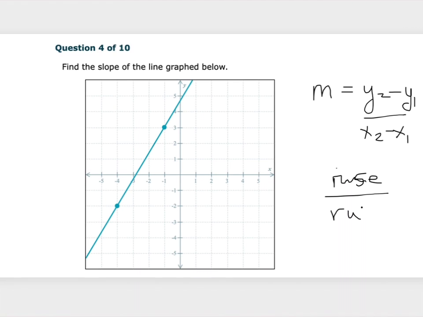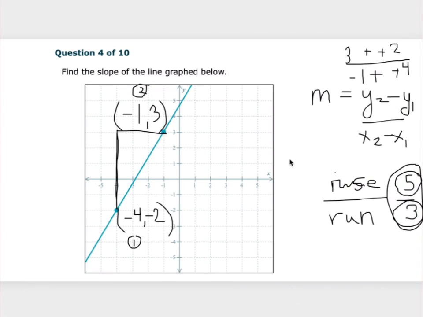Okay, so let's label these points. My video stopped and I went ahead and worked the rest of it, but we just said rise over run. So here we have our 2 points written down that they gave us, and we labeled those points -4, -2, and -1, 3. There's the point there that they gave us, and there's a point right here that they gave us. So we label the points.